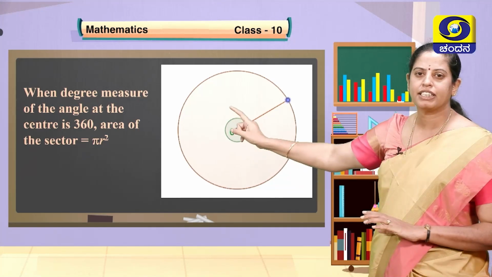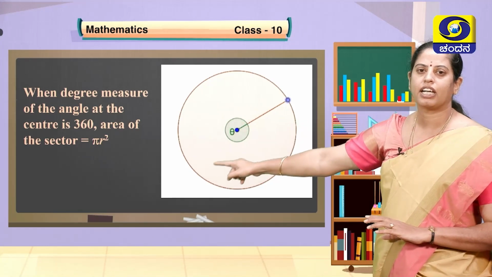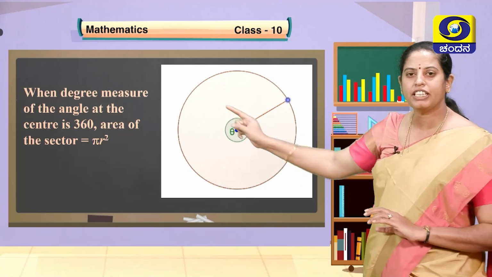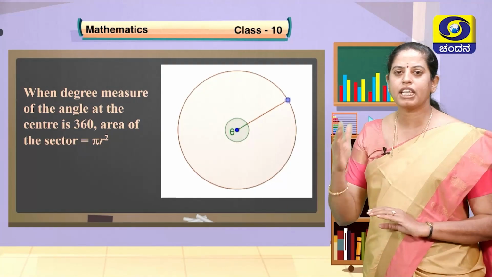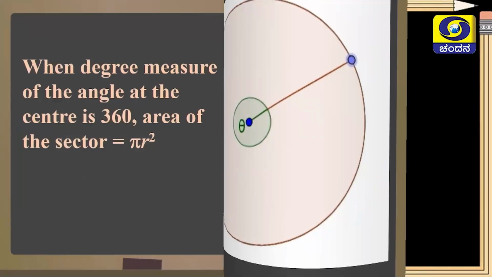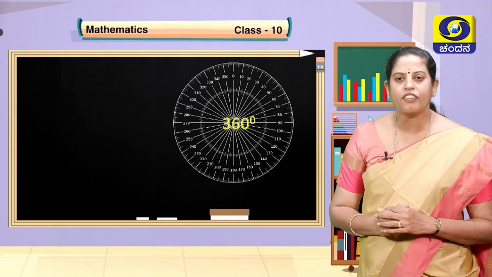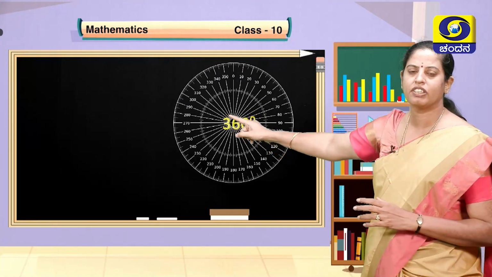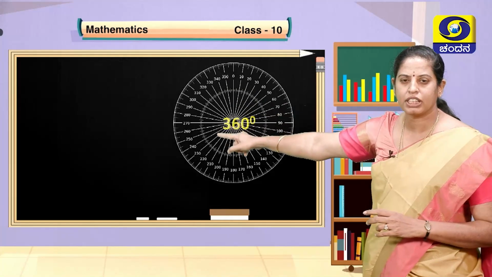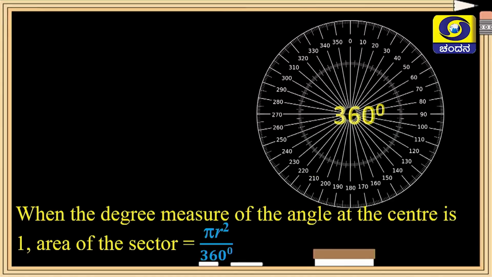If I divide this circle, we know the angle at the center is 360 degrees. If I divide this circle into 360 parts, each part represents 1 degree, and the area of each part is the area of the sector with 1 degree. Observe, each sector is the area of the unit sector.